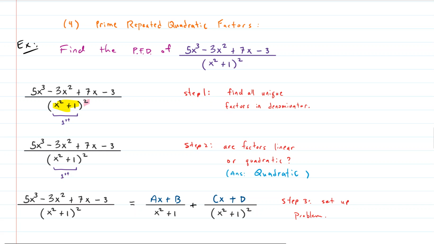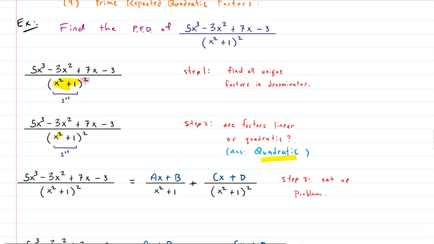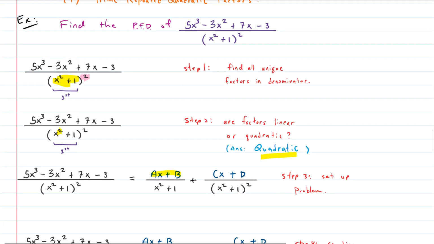It appears twice, and we want to know, is it quadratic or linear? Well, it's quadratic because of the 2 on the x. So it's x squared plus 1. The square tells us we have a quadratic factor. So because we have a quadratic factor, when we set things up, we'll have linear factors in the top. So we have ax plus b and cx plus d. Those are linear factors because the x on each of these has 1 as the highest power.